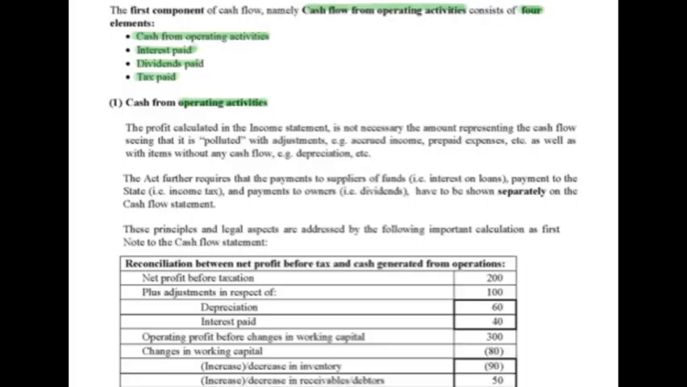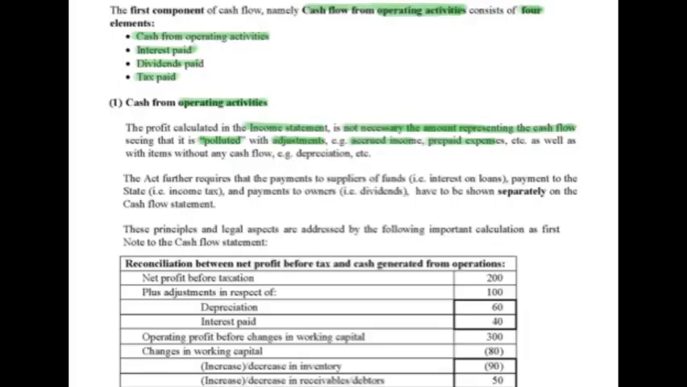So when I talk about operating activities, I'm actually talking about all of my items that have to do with calculating my profit: my incomes, my expenses. Now this profit is calculated in the income statement. And the profit that's calculated in the income statement is not necessarily the amount represented in cash flow, seeing that some of it is polluted with adjustments, for example, accrued income and prepaid expenses. So we are looking for the monetary income, net profit.